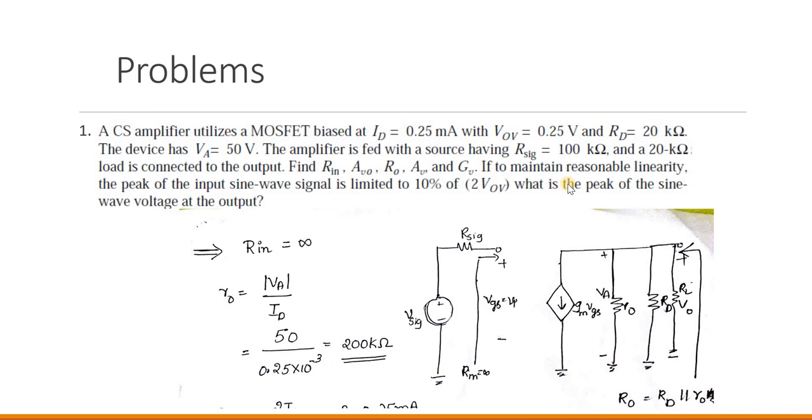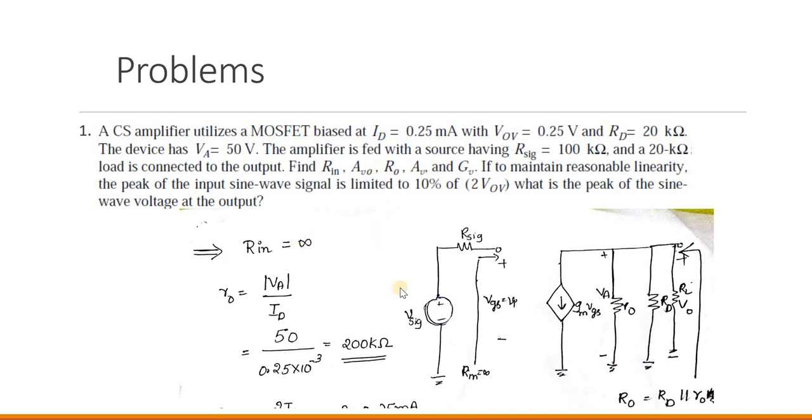Okay, and then, to maintain reasonable linearity, the peak of the input sine wave signal is limited to 10% of this much. What is the peak of the sine wave voltage at the output, we are going to calculate. So out of these five, the first parameter, that is the input resistance, we know the current is 0, that is why ideally it is infinite. This is the first answer.